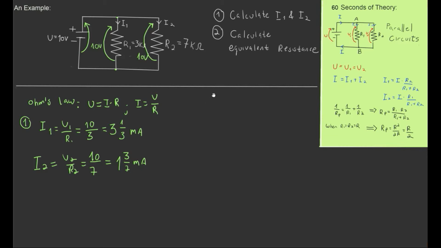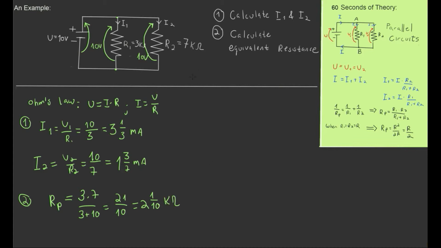And for calculating the equivalent resistance of these two branches in parallel, we'll use our simplified formula. R parallel equals the product of the two resistors, 3 times 7, divided by their sum. This becomes 21 over 10, and that's 2 and 1/10 kilo ohm.